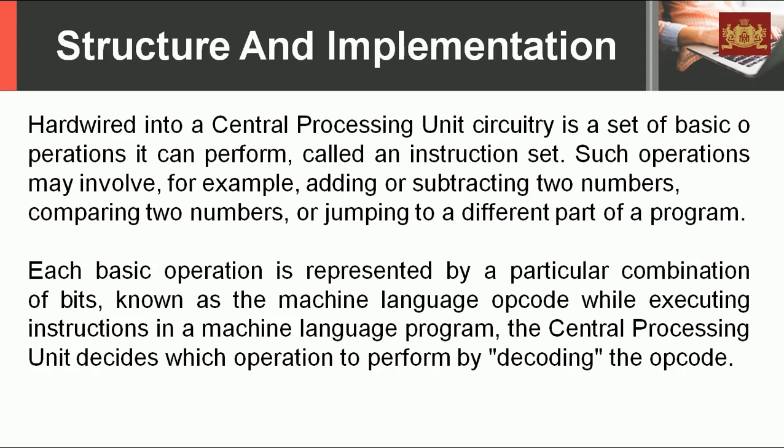Hardwired into a central processing unit's circuitry is a set of basic operations it can perform, called an instruction set. Such operations may involve, for example, adding or subtracting two numbers, comparing two numbers, or jumping to a different part of a program. Each basic operation is represented by a particular combination of bits, known as the machine language opcode. While executing instructions in a machine language program, the central processing unit decides which operation to perform by decoding the opcode.